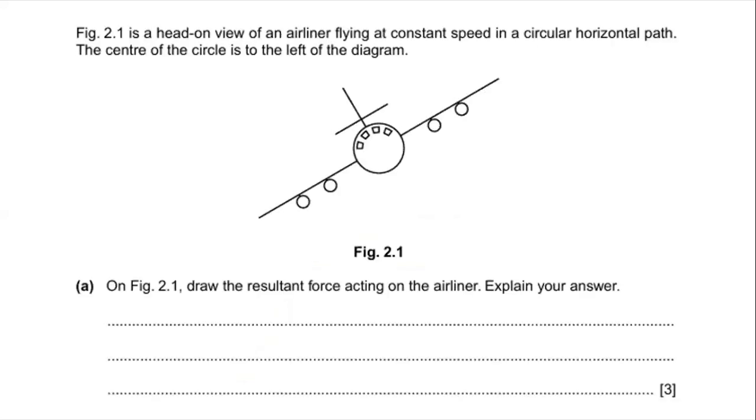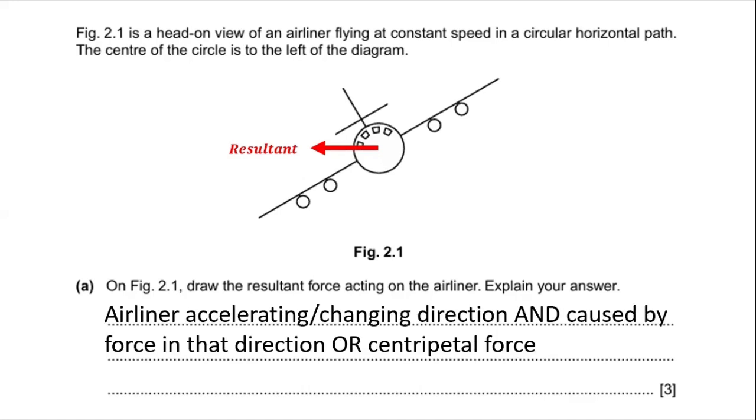Figure 2.1 is a head-on view of an airliner flying at constant speed in a circular horizontal path. The center of the circle is to the left of the diagram. A part. On figure 2.1, draw the resultant force acting on the airliner and explain your answer. So this is the resultant. The explanation for the answer is the airliner is accelerating, with a change in direction, caused by a force in that direction. So we can call it a centripetal force.